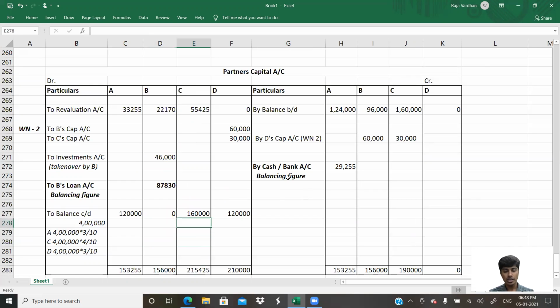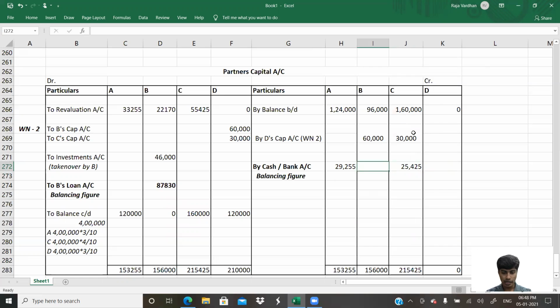Now C's account. C's account again, it should be cash. 2,15,425 here, 1,90,000 here. So same thing. Is it matching? No. Sir, why not? Because only minus of that first row is there. Minus of the second row is not there. Now it will match. See, 2,15,425, 2,15,425.